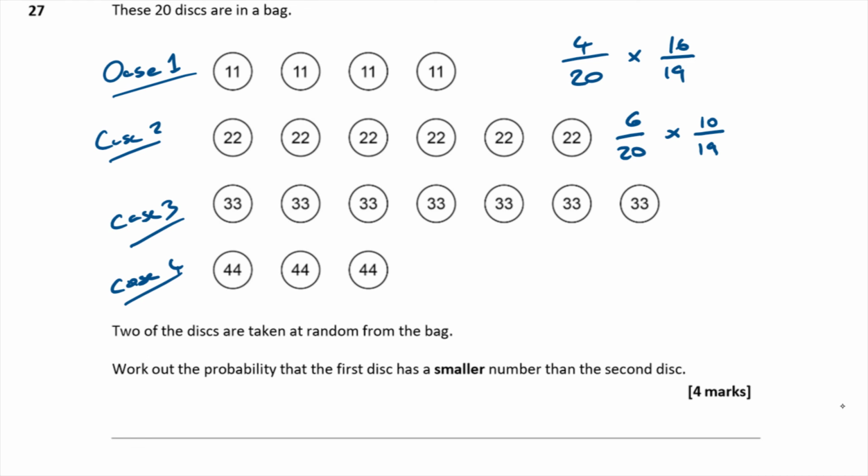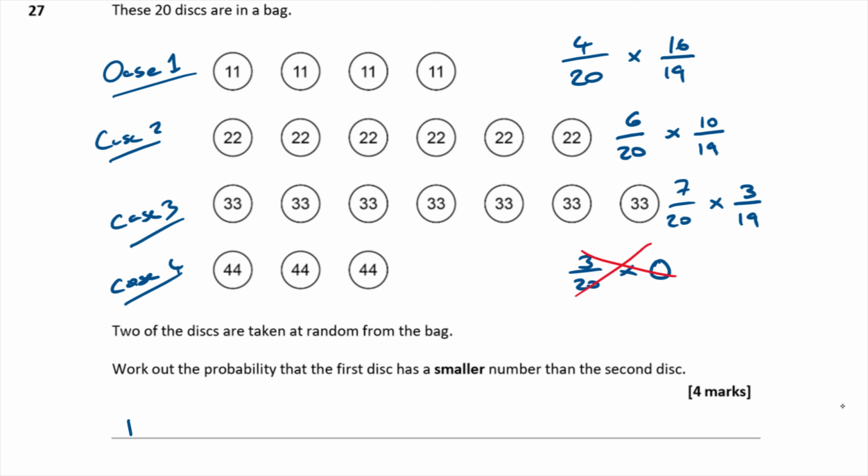Case 3, I select a 33 on the first pull. Now there is a 7 in 20 chance of that happening. If I do pick a 33, how many numbers are bigger than a 33 for my second draw? There are only 3 this time, isn't it? So that's 3 out of 19. Now, if I picked a 44 on the first go, there's a 3 in 20 chance of that happening. How many counters are bigger than a 44? There aren't any, are there? So that one isn't going to happen, and it isn't going to be part of my solution.